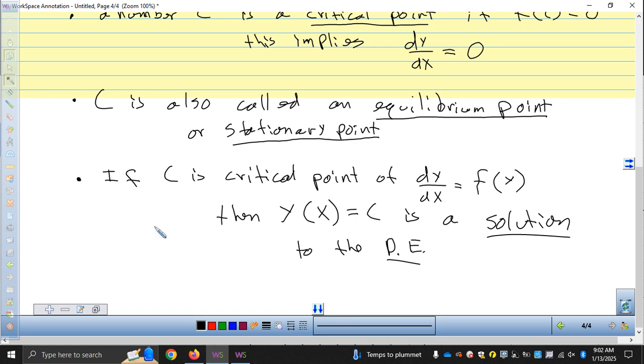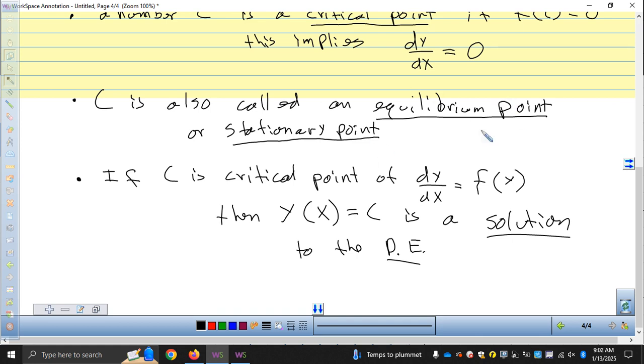Yes? Is that like a singular solution? Singular solutions can be equilibrium solutions, but singular solutions are not necessarily at equilibrium points. I think the singular solutions that we've seen have all been constant solutions, some kind of constant solution, but it's not necessarily that way.